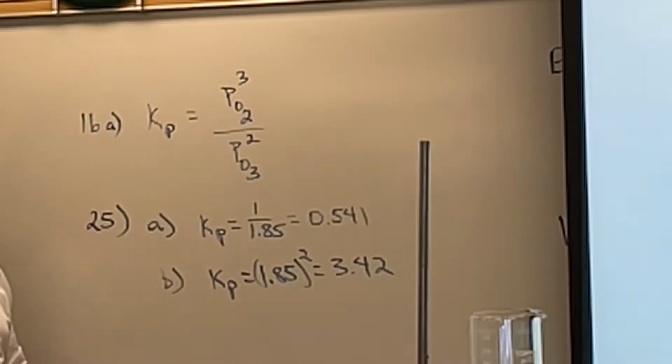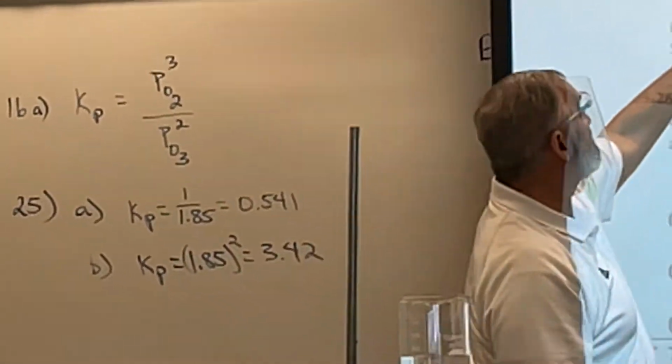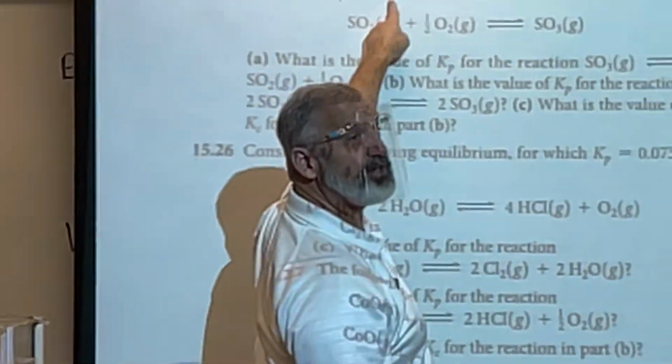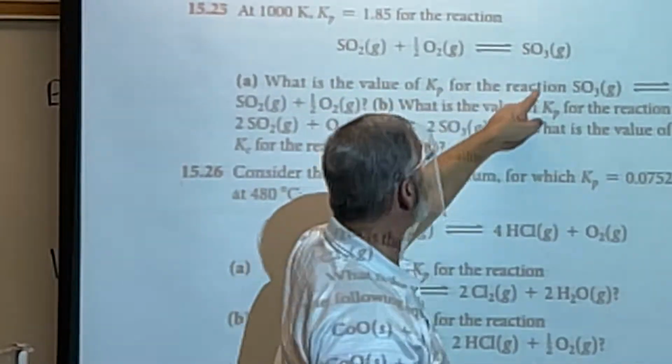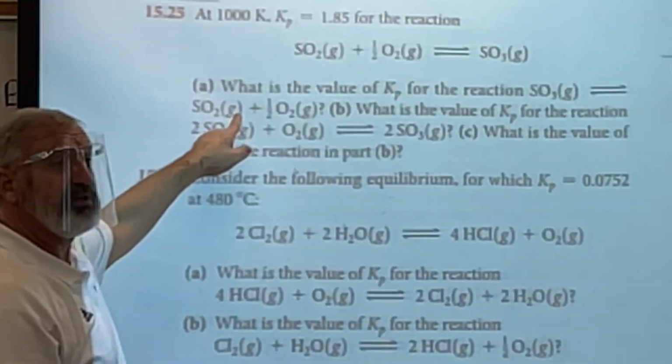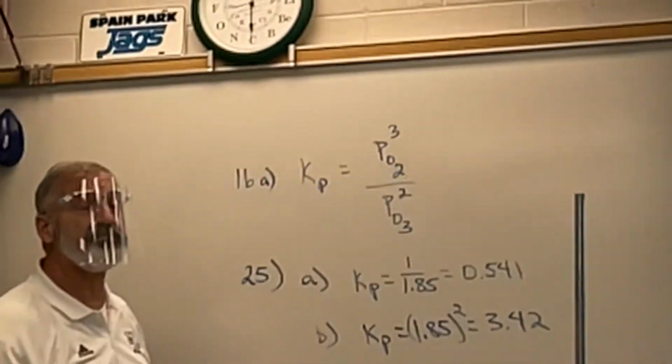Yes, sir? Where did the numbers in A come from? Because they tell us that Kp is 1.85 right here. So that's for this equation. So the value for Kp for the reverse reaction is just going to be related. It's just going to be the 1 over.